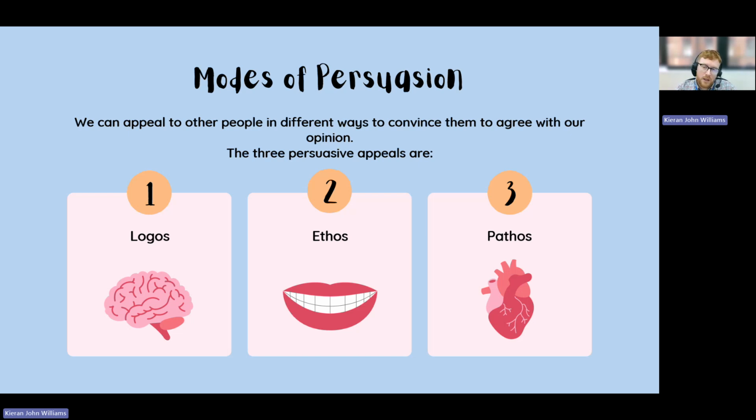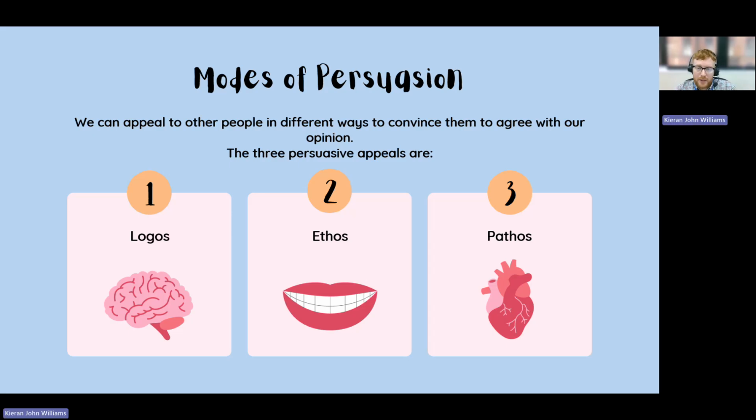For example, a charity advert might use logos by showing statistics about poverty, ethos by featuring a respected spokesperson, and pathos by showing emotional images of children in need. So by putting them all together, you have connected all of those persuasive techniques into one powerful message.